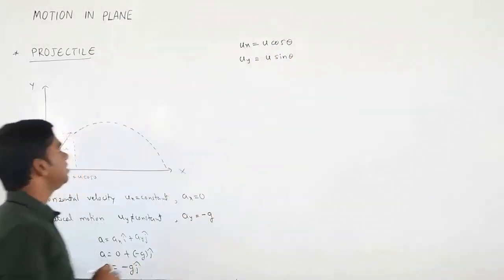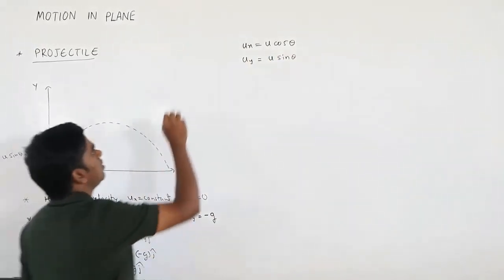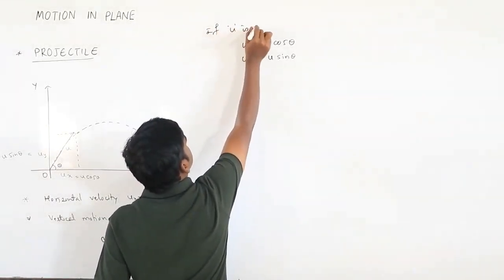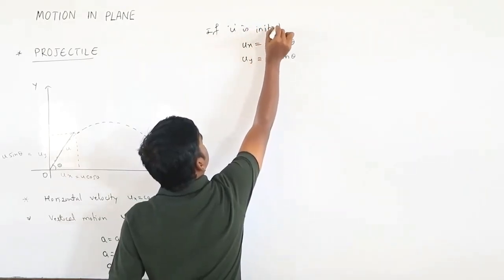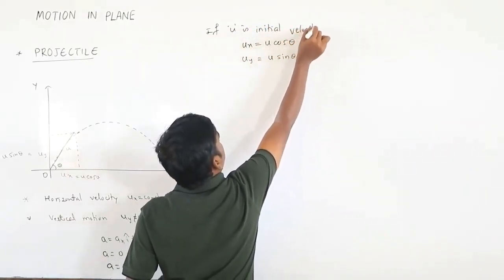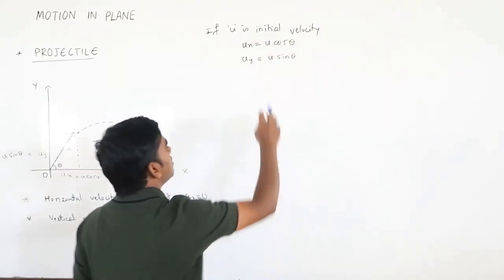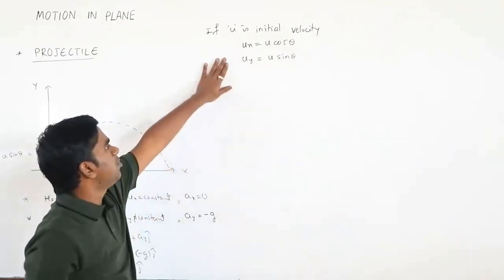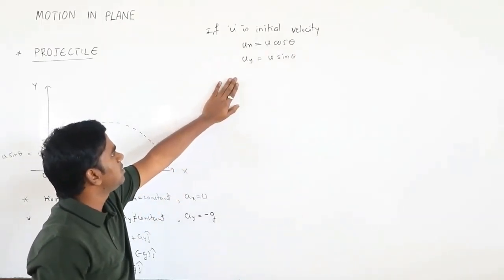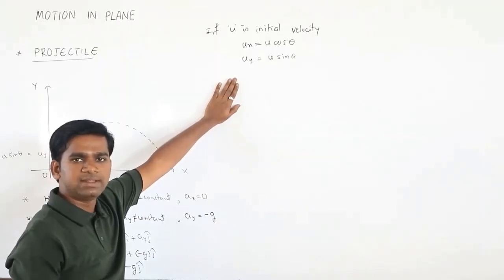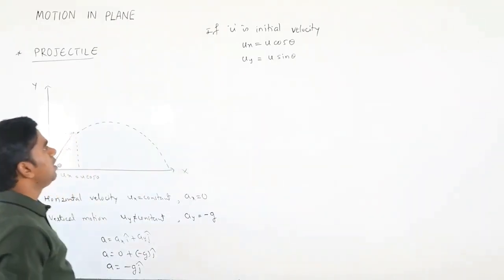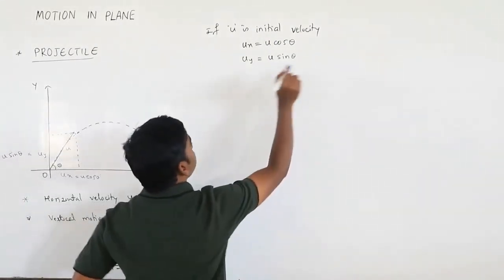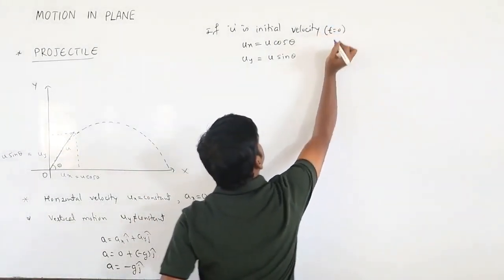So what is u then? u is the initial velocity. If u is the initial velocity, then ux and uy are its components. You can say these are the components of initial velocity: ux equals u cos theta and uy equals u sin theta. Now this is at t equals 0.